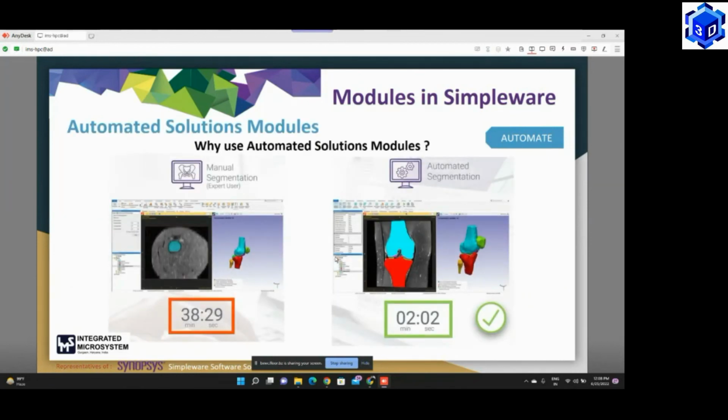Also, why do we use automated solution modules? It is very fast. If you are going to manually select or segment the whole image data set, for this specific example it will take you around 38 minutes, but with the help of automated segmentation, it will hardly take you about 2 to 3 minutes. And this auto segmentation has very little chance of errors. It is much faster as compared to manual segmentation.